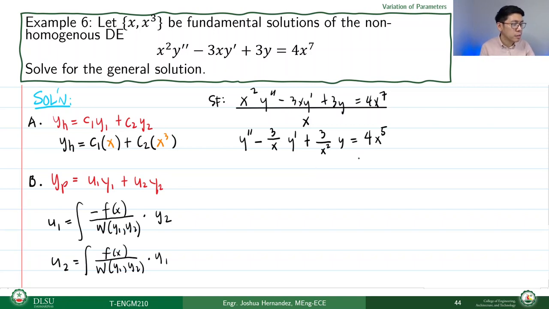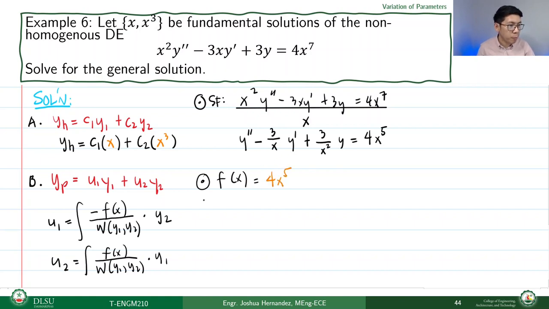Why did we express it in standard form? Because it is easier to identify the components we need to solve for u1. And what are those? We need f of x, we need the Wronskian, we need y1 and y2. So let's identify, what is f of x? That's why it's important to express it in standard form, because the 4x to the 7th is not our f of x, but 4x raised to 5. So our f of x is 4x raised to 5.